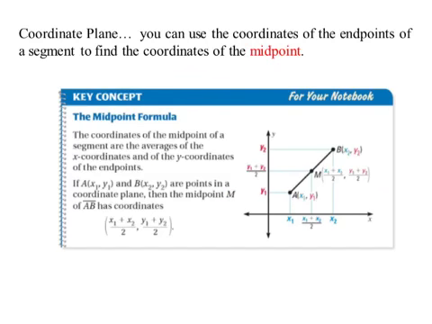All right, coordinate plane. You can use the coordinates of the endpoints of a segment to find the coordinates of the midpoint. There's a midpoint formula that you may have used in the past. Please write it down on your note card. You will need it, and I don't want it to confuse you. The coordinates of the midpoint of a segment are the averages of the x-coordinates and of the y-coordinates of the endpoints. Average means you add two things together and you divide by 2. So we're going to add the x's together and divide by 2. Then we're going to add the y's together and divide by 2. It's the average, and that'll give us the coordinates.